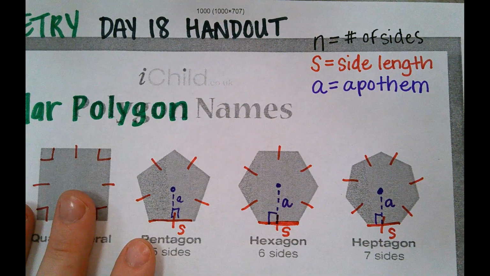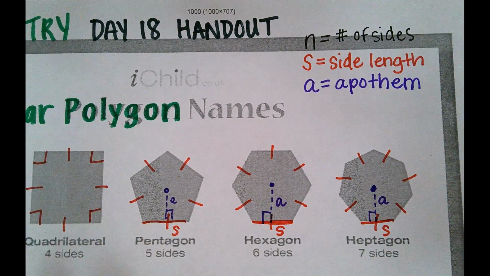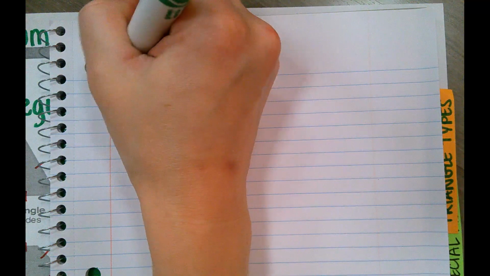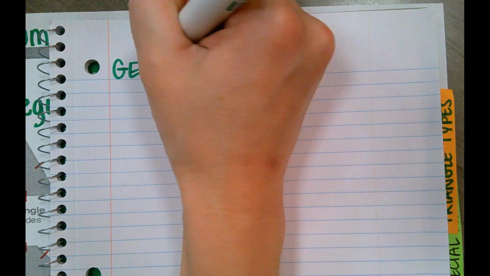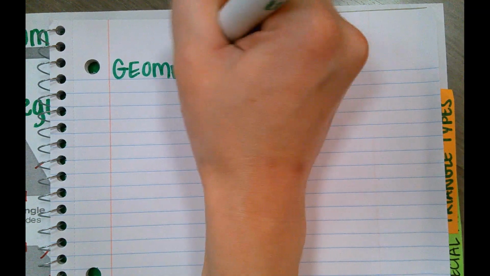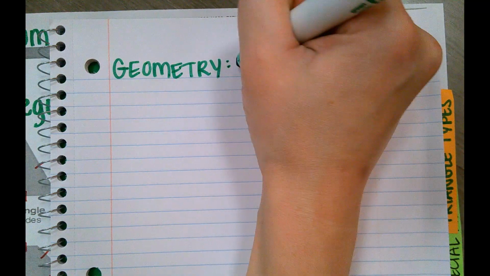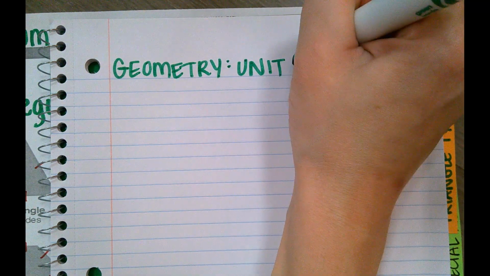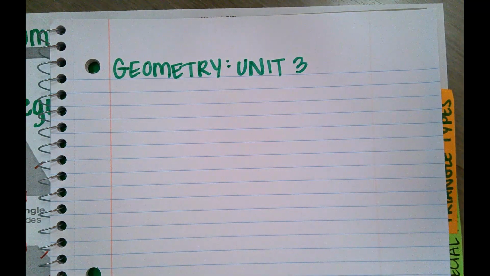So I'm going to put this little paper to the side for a moment, and I am going to get my notebook out. I am going to have you guys take a note here. First, I'm going to title my page, though, Geometry Unit 3. These are day 18 notes.